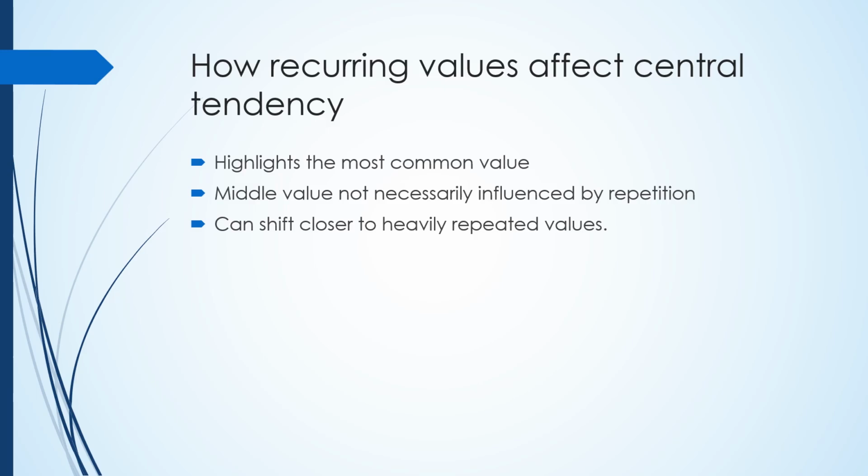Now let's talk about repeating values. When a value appears frequently, the mode highlights it as the most common observation. The median still divides the dataset in half and stays mostly unaffected, unless many repeated values cluster near the middle, potentially shifting it. The mean can be pulled toward a highly repetitive value, especially if it makes up a large portion of the dataset. This can skew the mean, making it closer to that frequent value.